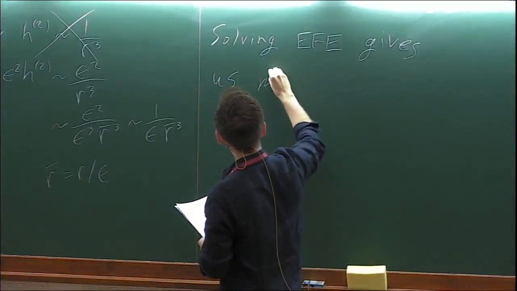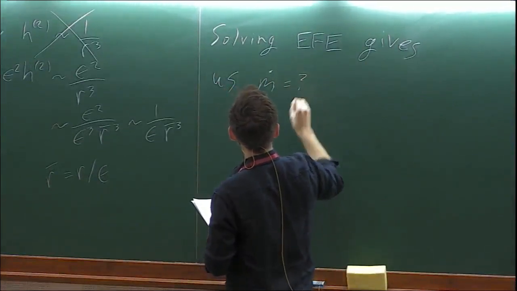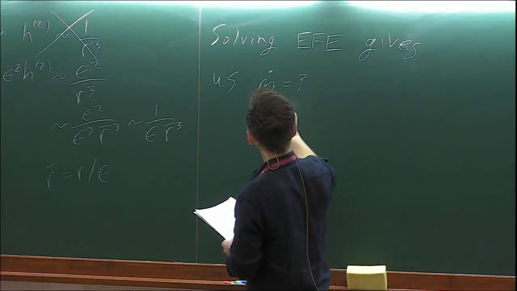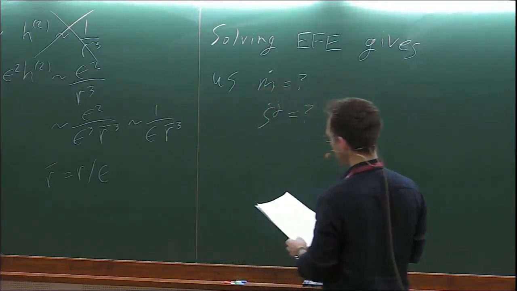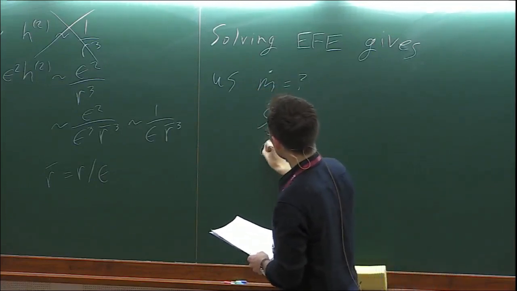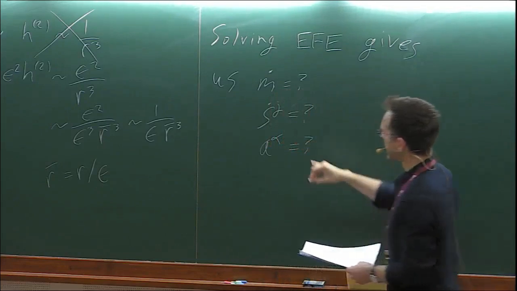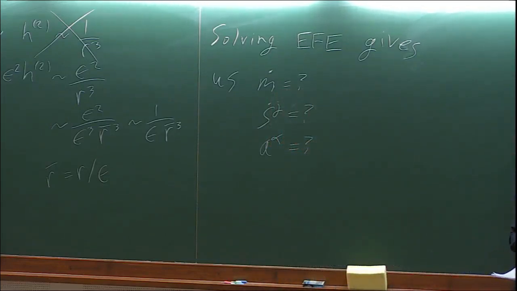We're going to find out how the mass evolves with time. We're going to find out how the spin evolves with time. And most importantly, well, maybe not most importantly, but importantly, we're going to find what is the acceleration of the center of mass of the small object.